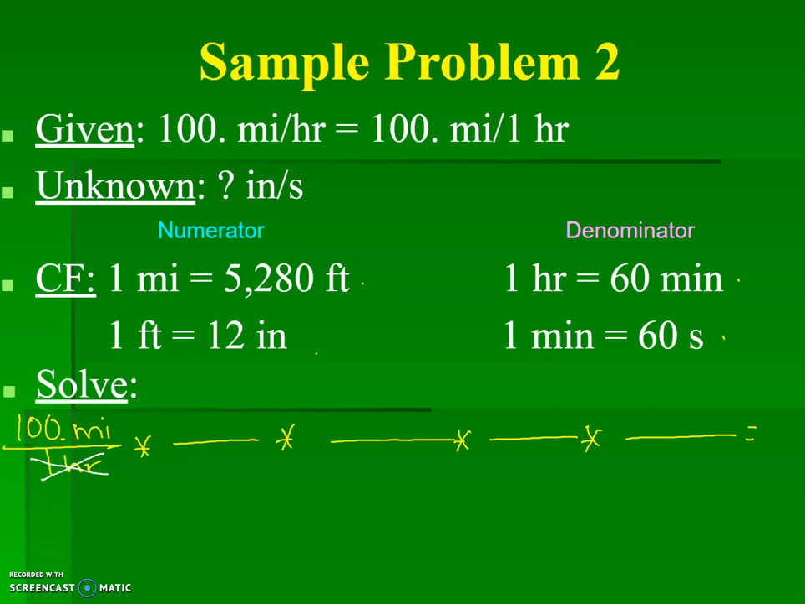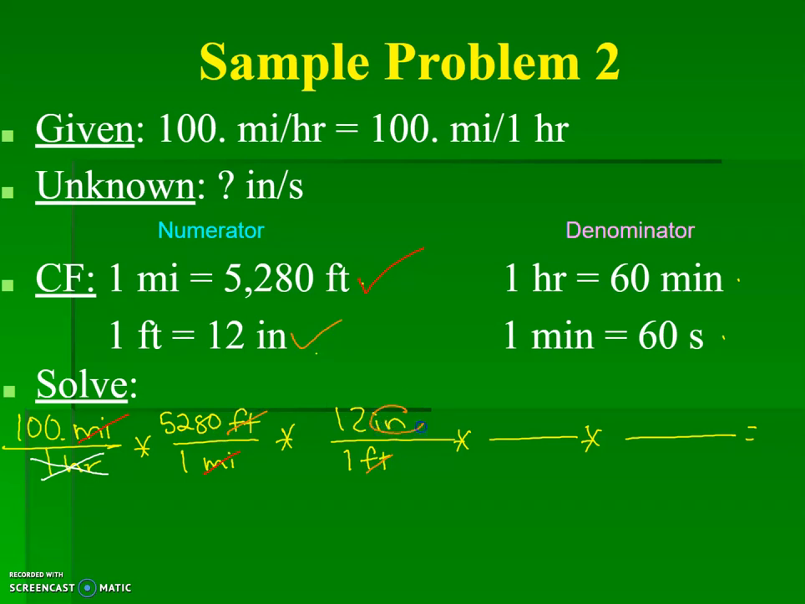Okay, and convert the numerator the way that you normally would. 1 mile is 5,280 feet. So I put 1 mile here, 5,280 feet. I cancel out my miles and I use that conversion factor. Next, I'm going to get rid of feet. So I put 1 foot on the bottom, 12 inches on the top. I cancel out feet and feet.